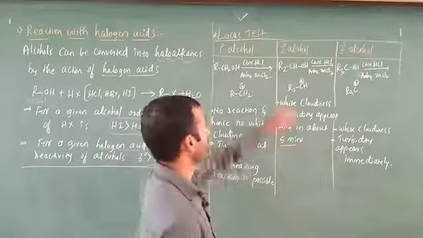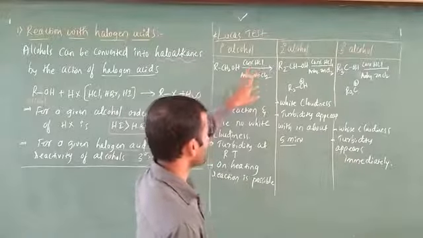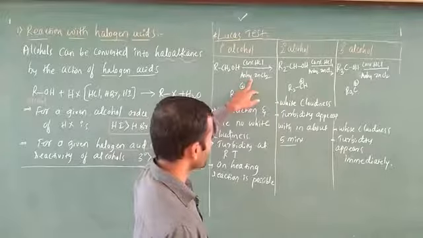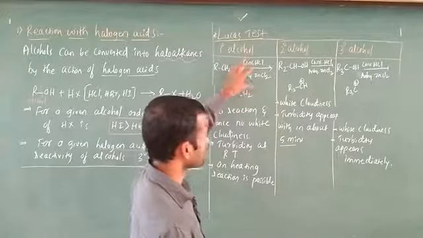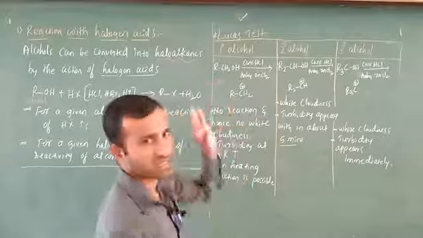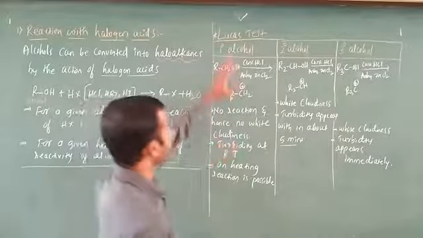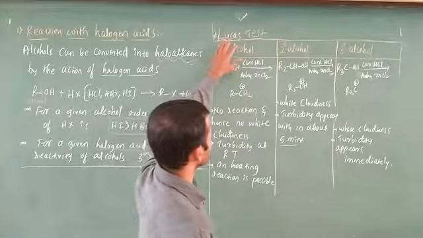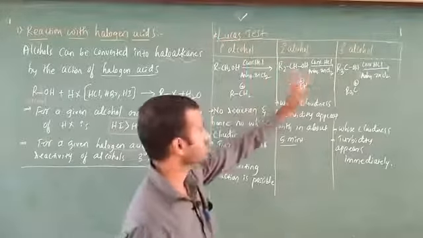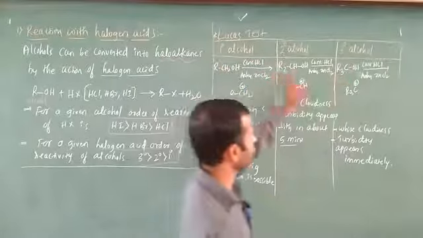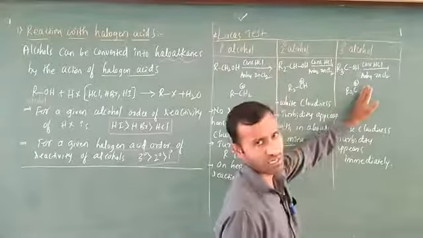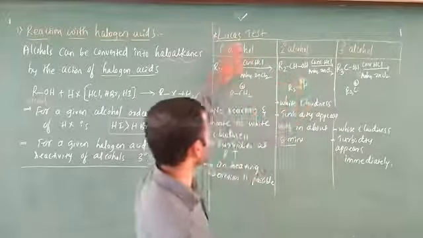I repeat: concentrated HCl and anhydrous ZnCl2 together, or a mixture of these two, is called Lucas reagent. Bear in mind, the Lucas test is different. The Lucas test is divided into three types: primary alcohol, secondary alcohol, and tertiary alcohol. Three categories in a Lucas test.